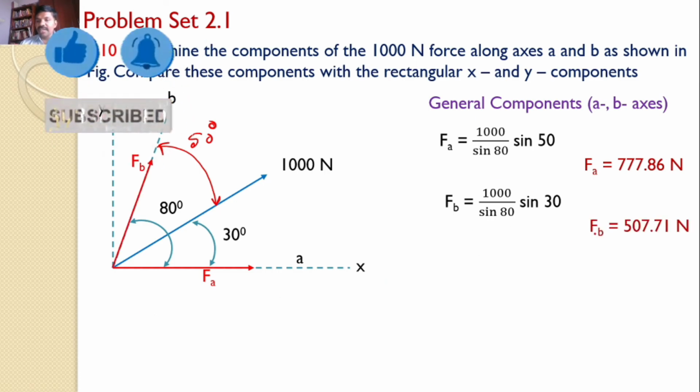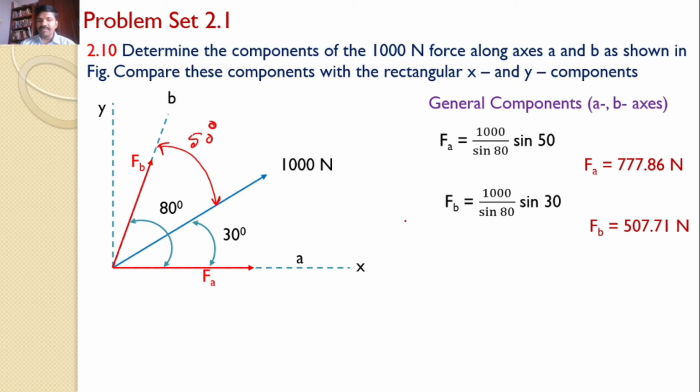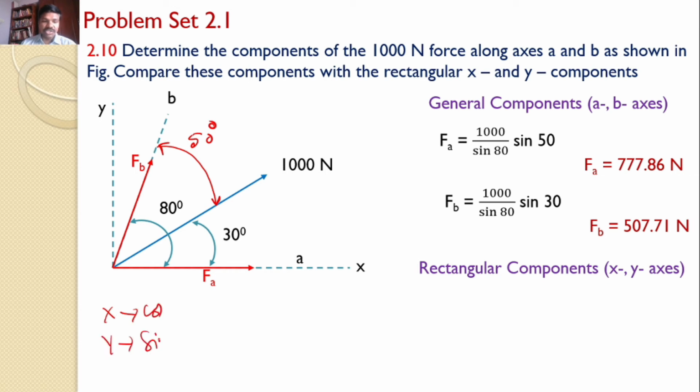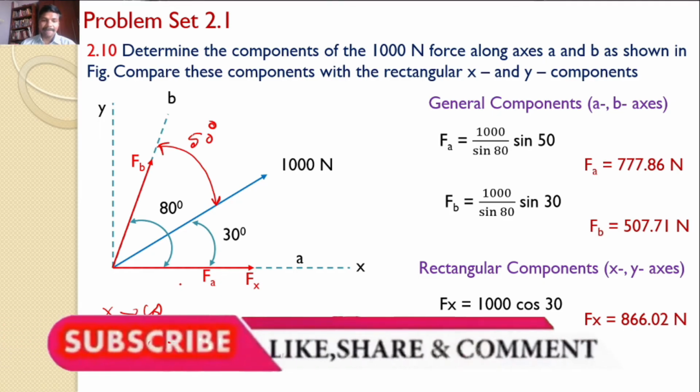Upon simplifying, you will get FB is equal to 507.71 newtons, and this is the direction of F. Now take rectangular components x and y. Now this force 1000 newtons makes 30 degrees with the x-axis. Hence x component becomes cos, y component becomes sine. Let us see, Fx is equal to 1000 into cos 30, and the direction is along this one only, Fx is 866.02, and along this one, divergent.